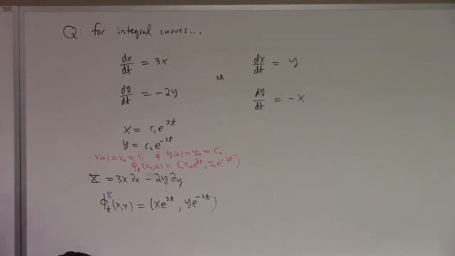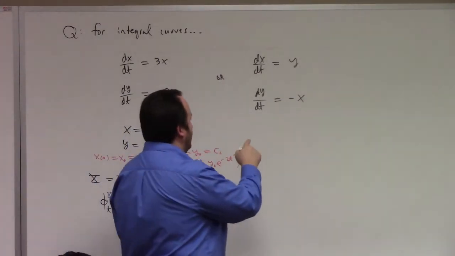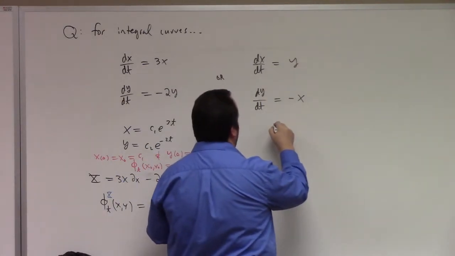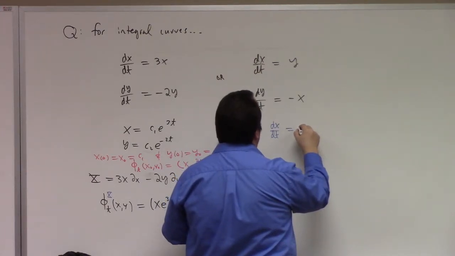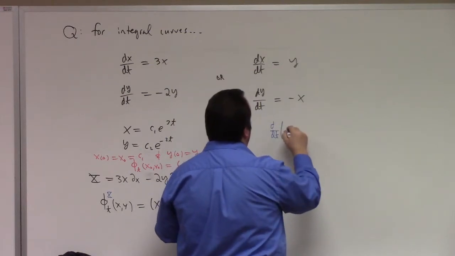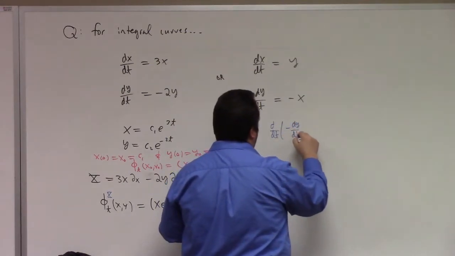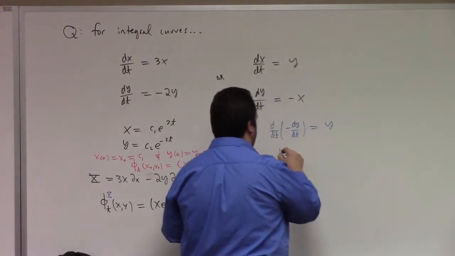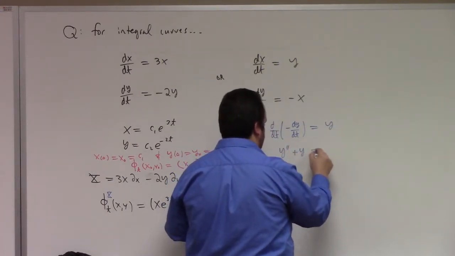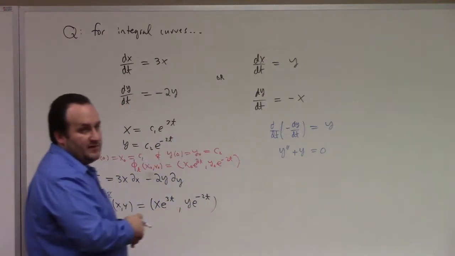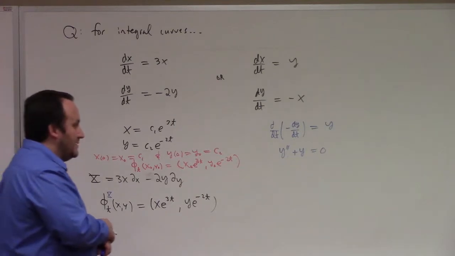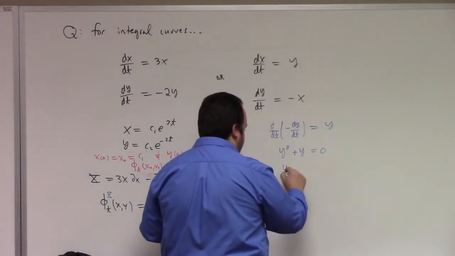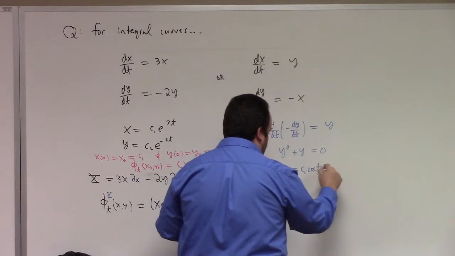Now, this one over here, remember, the way we solve this is to go, okay, well, that means that dx/dt equals, that means d/dt of minus dy/dt is equal to y, right? Which tells me y prime prime plus y equals 0. And so I hope you guys are math majors. You probably have noticed by now that the solution to this is c1 cosine t plus c2 sine t.